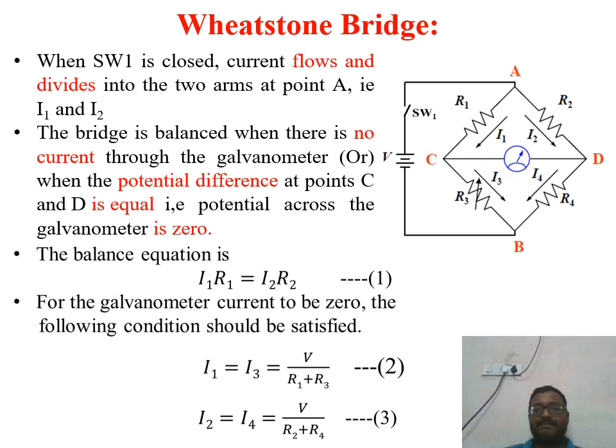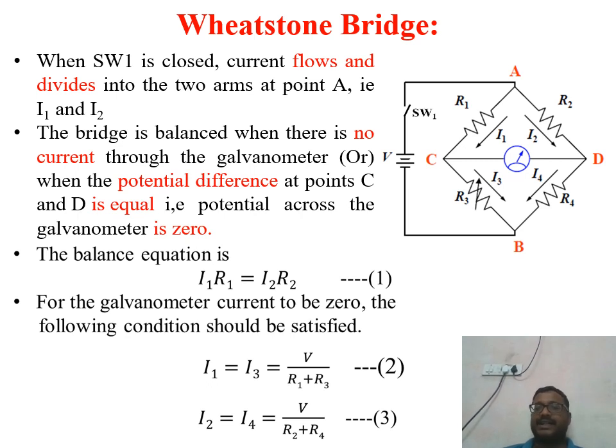Now the bridge is balanced. What is meant by balanced? There is no current through the galvanometer. When there is no current passing through the galvanometer, the bridge is said to be balanced. So what is the condition?